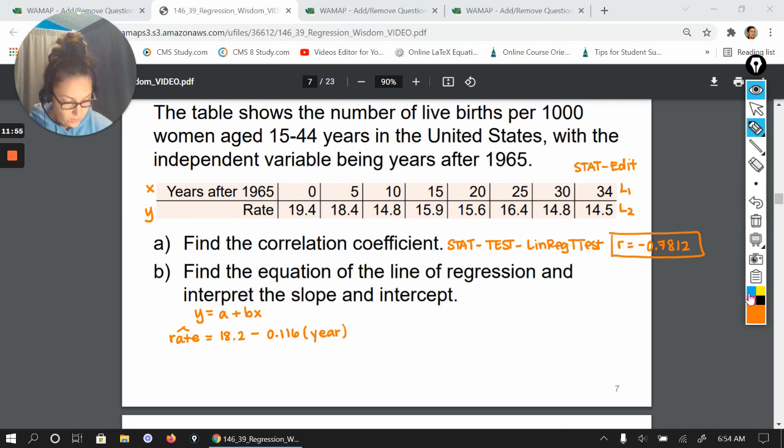So let's start by interpreting the y-intercept. So the intercept as an ordered pair is (0, 18.2). So year 0 was the year 1965. So this means that in 1965, we predict 18.2 live births per 1,000 women.